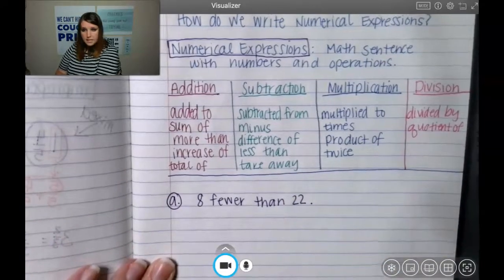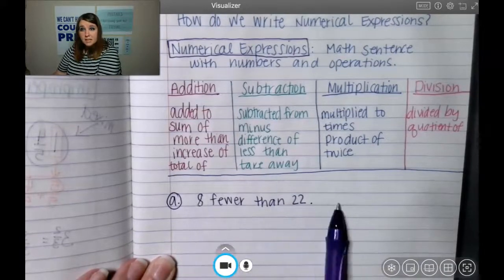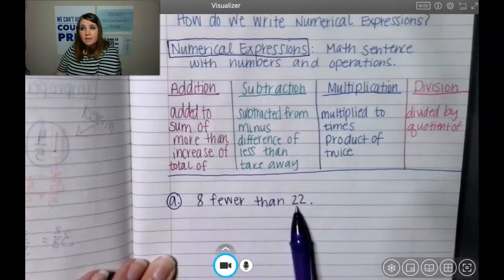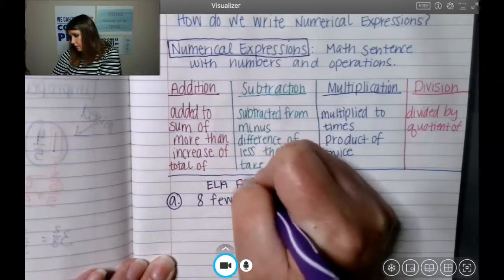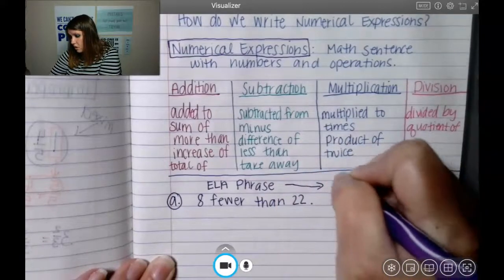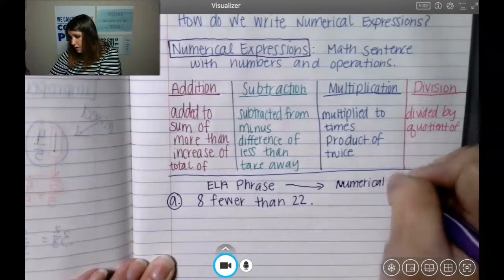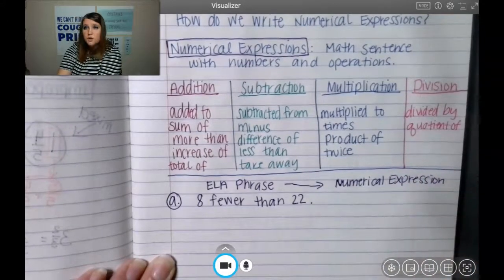So I have something that looks like this, 8 fewer than 22. Okay, this is a phrase. This language arts phrase, this math phrase, has to be turned into a math sentence or a numerical expression. So right now I have a language arts phrase. So we can write this as ELA phrase. I need to turn this into a numerical expression. So my job to turn this into a numerical expression is to find my clue word.